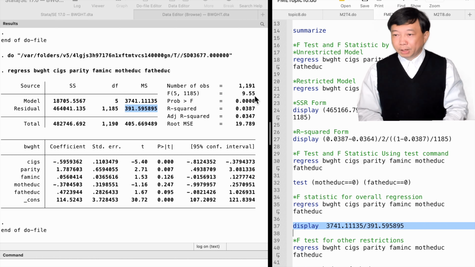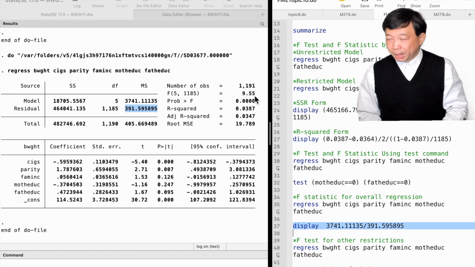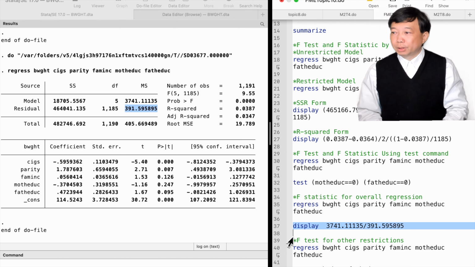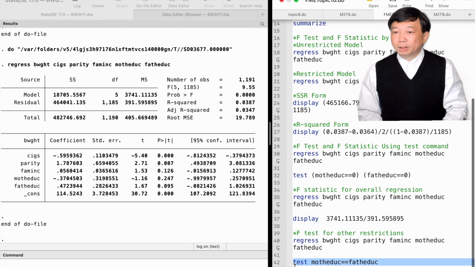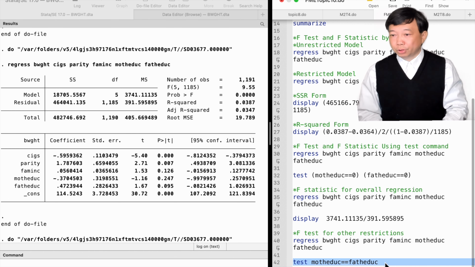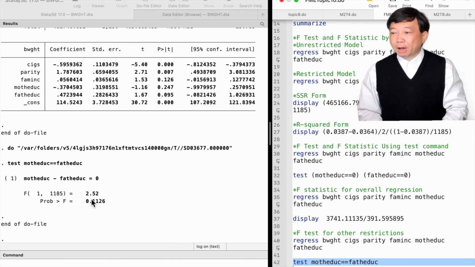The above are the F-tests for the joint significance of the explanatory variables. We could use the F-test for other linear restrictions, like whether mother's education has the same effect as father's education. We type test mother education equals father's education. The F statistic is 2.52 and its p-value is 0.1126. We cannot reject the null hypothesis that they have the same effect on birth weight at the 10% significance level.